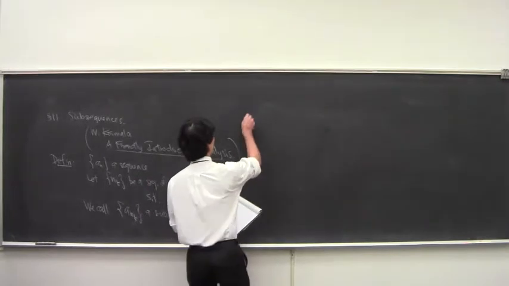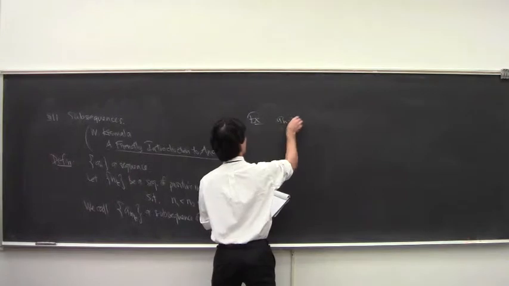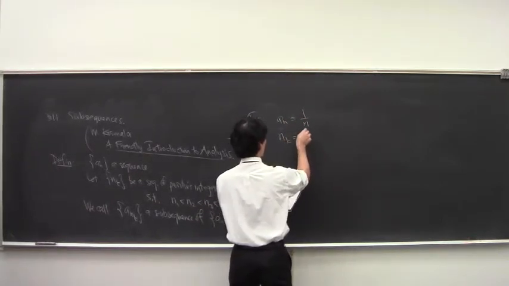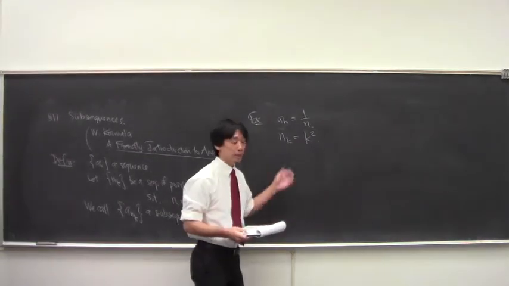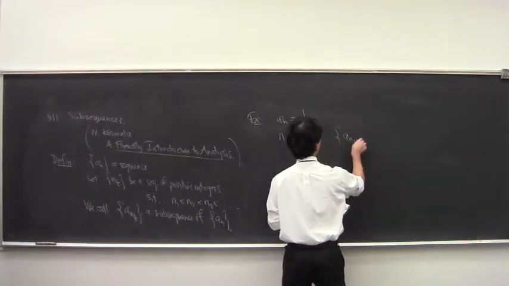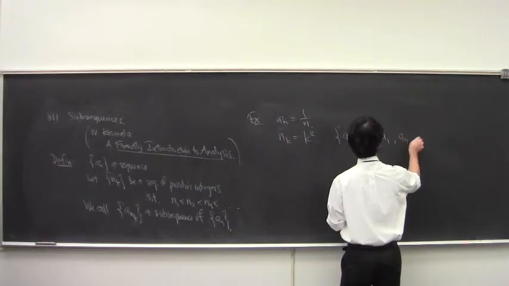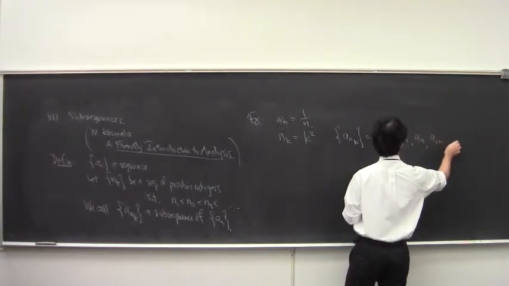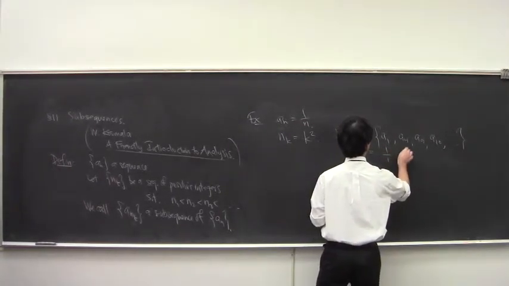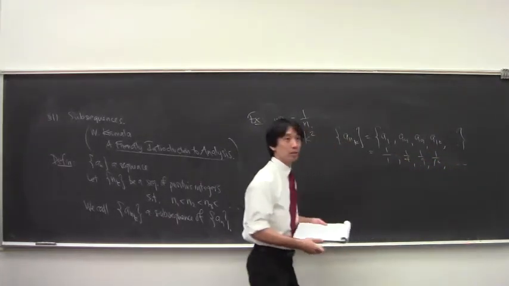Okay, so for example, there's some simple examples. If you have a sequence a sub n is 1 over n, you could take n sub k to be k squared. Right, then your sequence a sub nk is going to be a1, a4, a9, a16, etc. Right, so it chooses the 1 over 1, 1 over 4, 1 over 9, 1 over 16, etc.